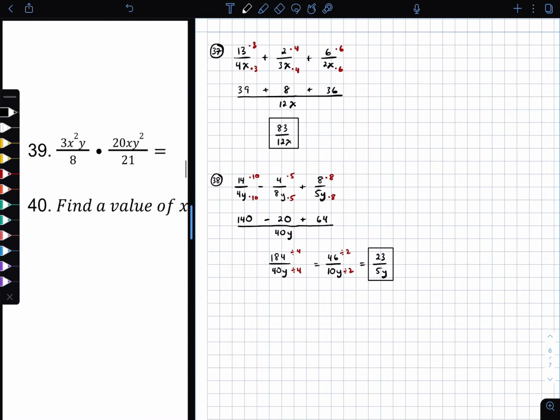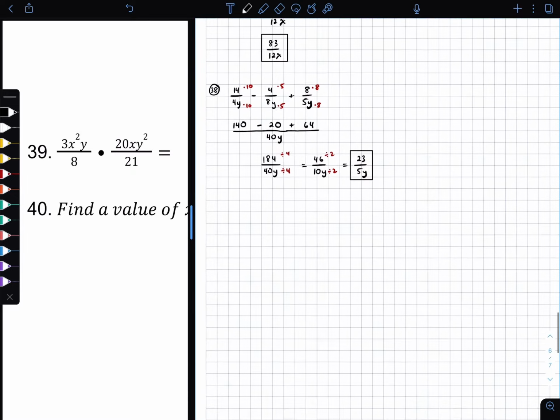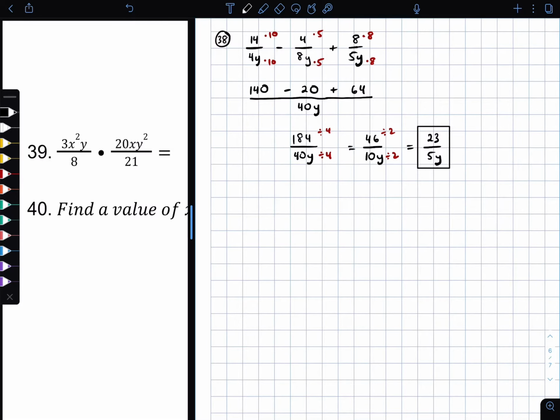For 39 here, we're going to multiply these two scary looking things together. I promise they're not too bad though. So for 39, we have 3x squared y over 8. We're going to multiply that by 20xy squared over 21.